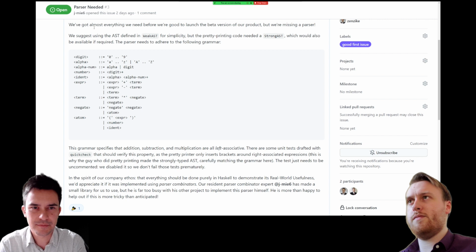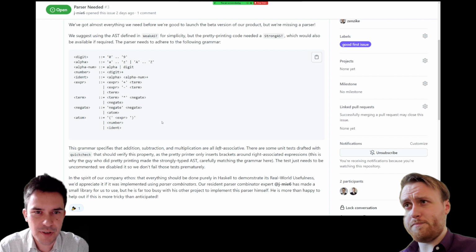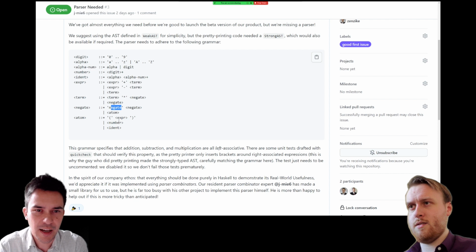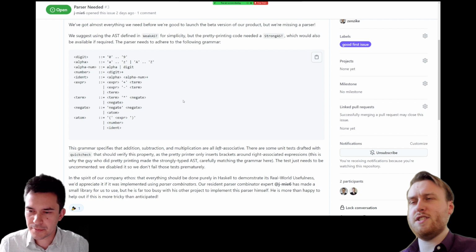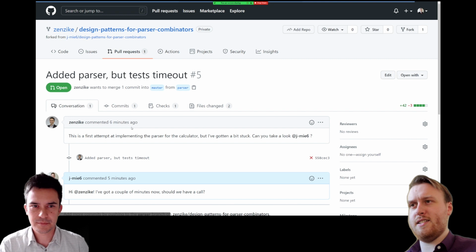Okay, so you're implementing a parser for this grammar, right? Yeah, that's right. So it's got things like addition, negation, multiplication, and negation. And I think I've implemented it properly using parser combinators, but for some reason the CI is just failing. Right, okay. Just to remind myself, these are all meant to be left associative. Yeah. Okay, let's check out your pull request then and see what's gone wrong.